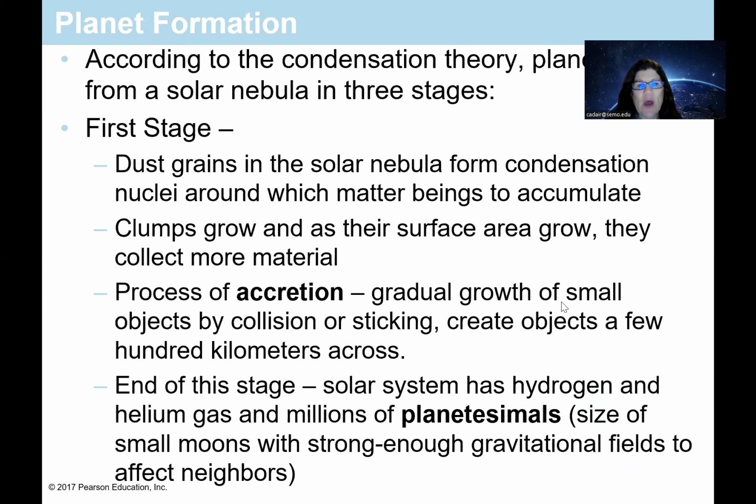They create a few objects a few hundred kilometers across, which is pretty big. At the end of this first stage, the solar system has hydrogen and helium gas and millions of little planetesimals, which are about the size of small moons, with strong enough gravitational fields to affect their neighbors. So we started off with just gas and dust, and now we're clumping a lot.